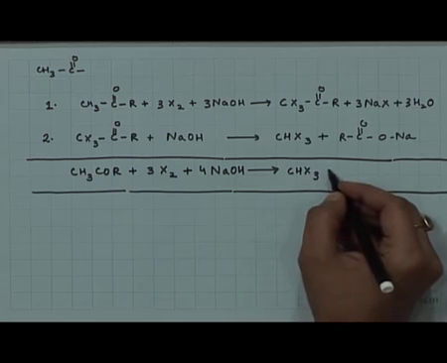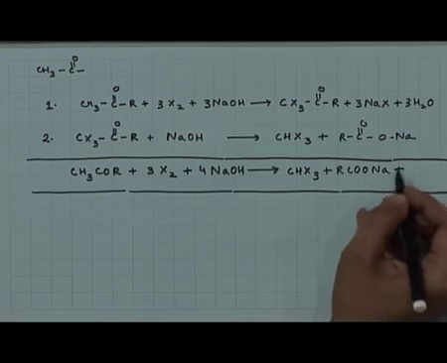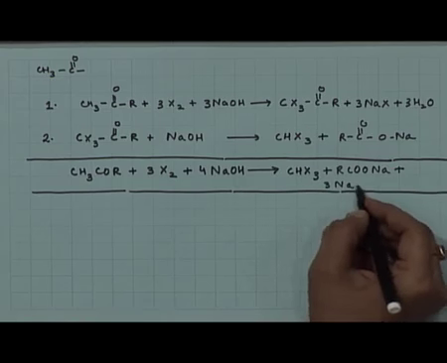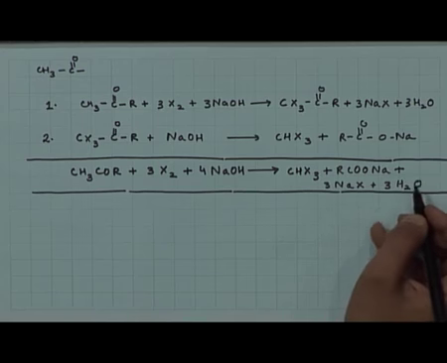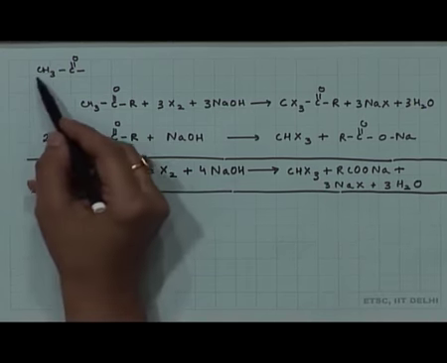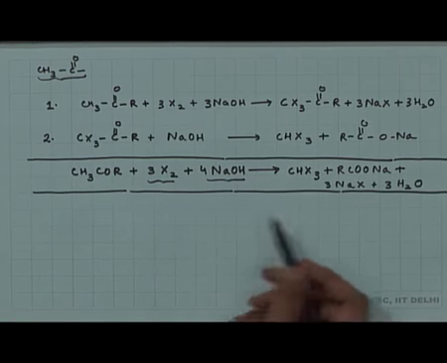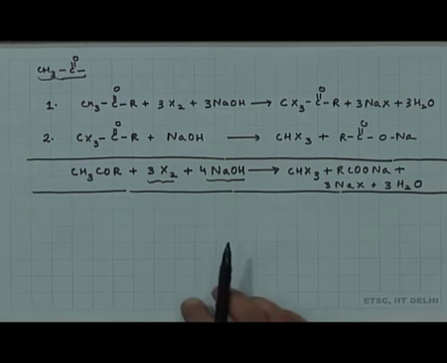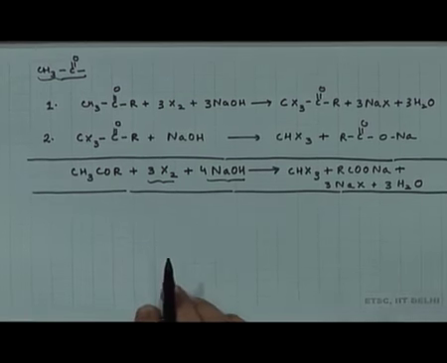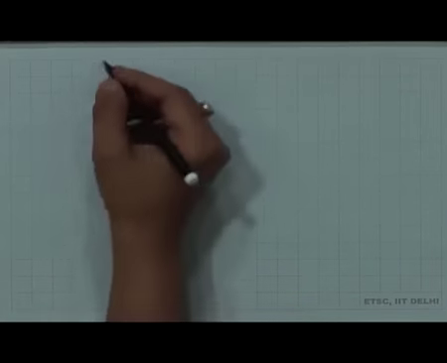You end up with the haloform and the sodium salt of this acid, 3 moles of NaX and 3 moles of water. So, you can see the difference when you are starting with this: the requirement of the halogen and the base is lesser, for obvious reasons. The first step, which is the oxidation, is not involved here. Okay, so this is the overall equation for the haloform reaction.